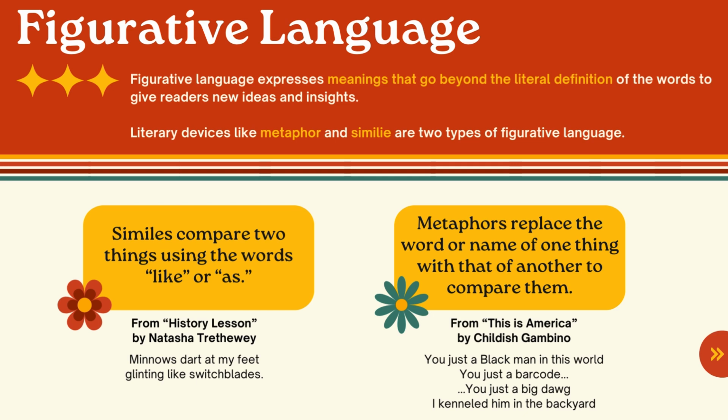Now, metaphors replace the word or name of one thing with that of another, and they compare them. For example, in This Is America by Childish Gambino, he compares the idea of a black man to a barcode or a dog kenneled in the backyard, implying that black men in America now aren't free. They're trapped in some way.